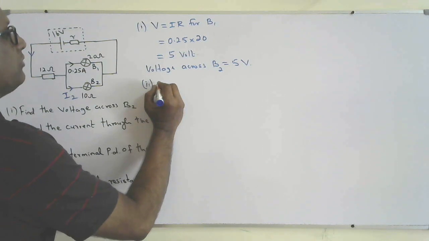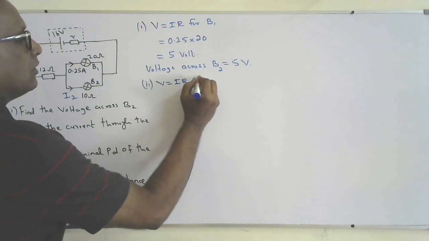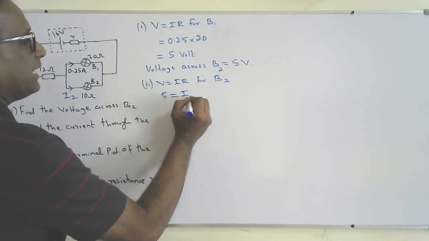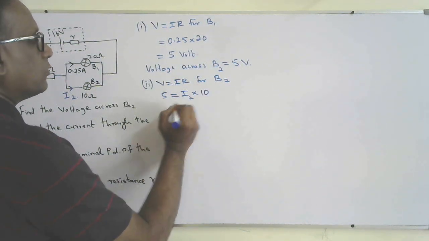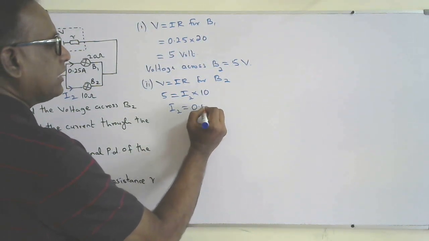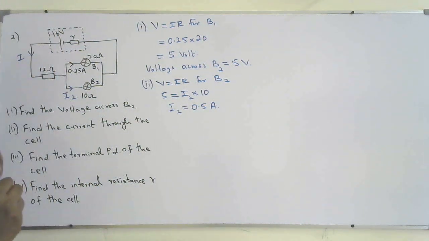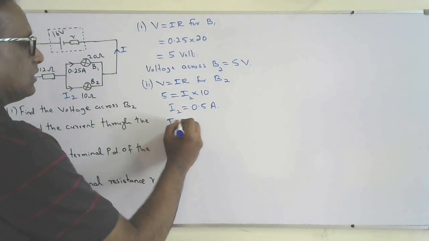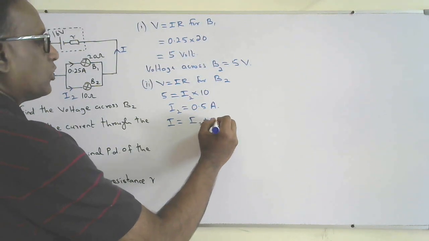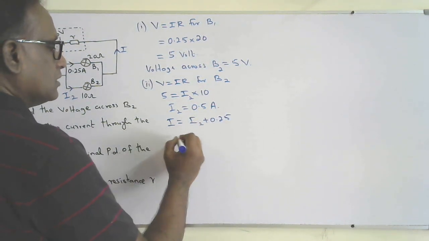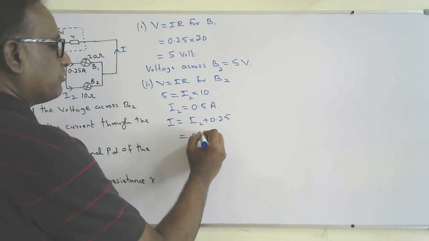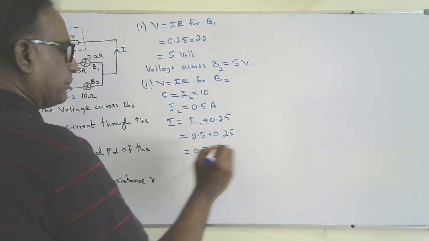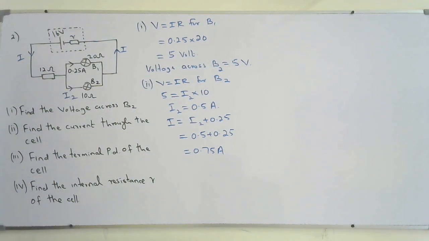So I can use V equal IR for B2. I know the voltage across it is 5 volt, the resistance is 10 ohms, and I need to find I2. So I2 will be 0.5 amperes. So the current through the cell is I, and I know that I is equal to I2 plus 0.25. So 0.5 plus 0.25 will be 0.75 amperes. So that's the current through the cell.